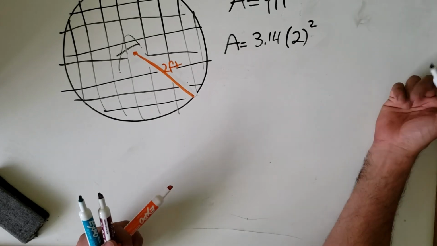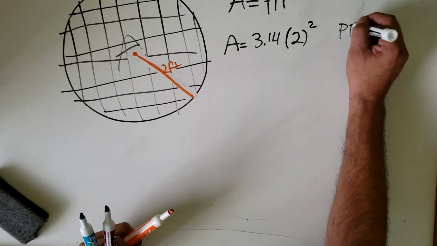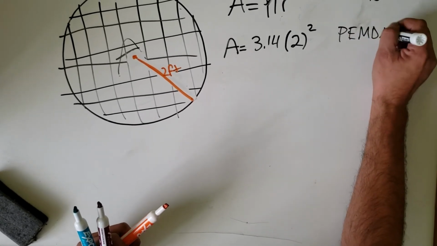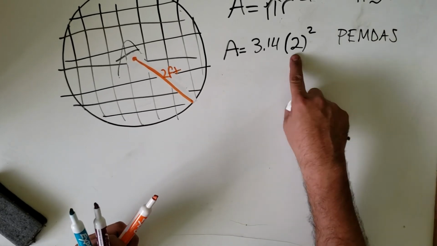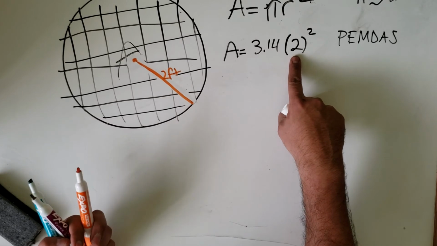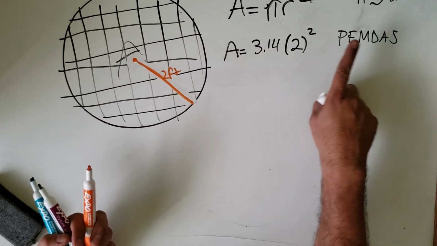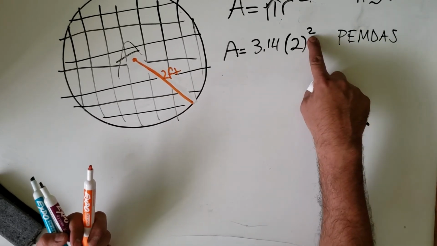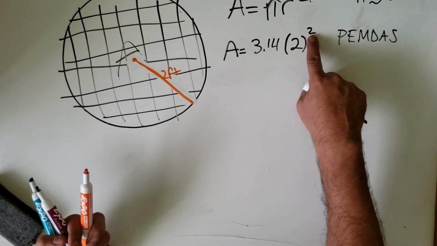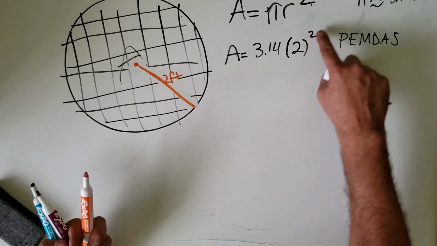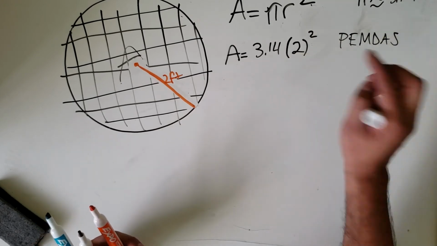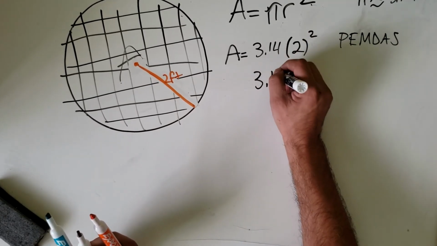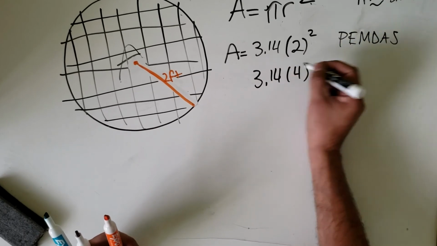Okay? All right, so now we have to follow PEMDAS rules. PEMDAS, remember PEMDAS from last year? Where we have to do parentheses first, okay? But in the parentheses, I don't have anything. I just have a 2, so I can't really do anything to it. But the next step is exponent, so that one I can do. And remember, this little 2 does not mean that it's 2 times that little number. It means that there's 2 of them. So that means 2 times 2. So it's 3.14 times 4.